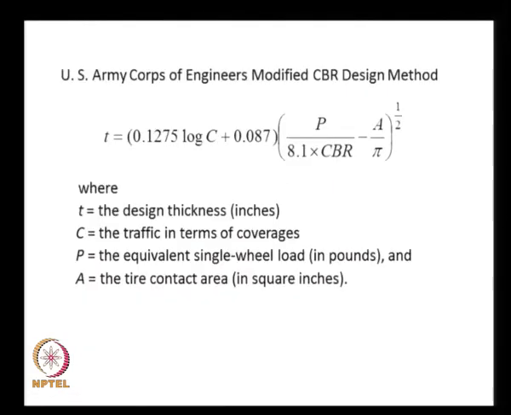And this is another formula, once again proposed by US Army Corps of Engineers, wherein they have given the thickness in terms of some more parameters. Actually the C is the coverage ratio, and the thickness involves P by 8.1 times CBR minus A by pi, the whole root. Once again we see that the thickness of the pavement is a function of the wheel load and inversely proportional to the CBR value, and as the tire contact area is increasing for the given load and given tire pressure, our thickness of the pavement decreases.